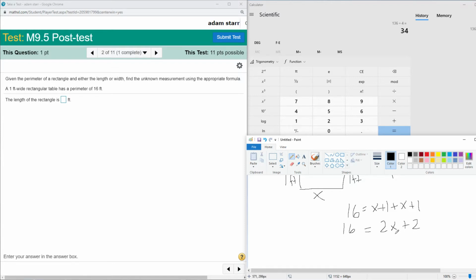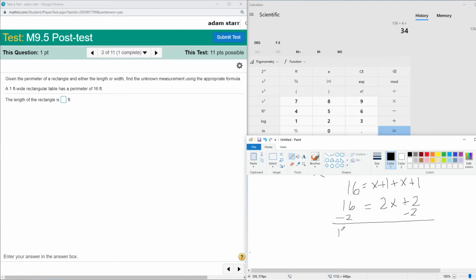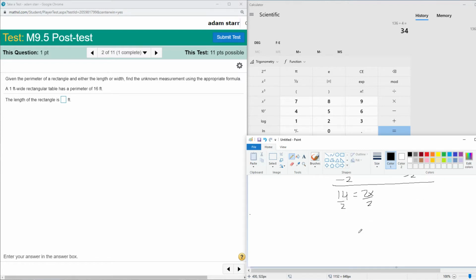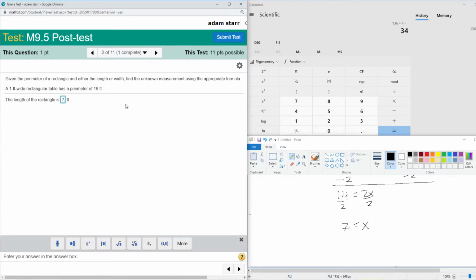And I want to solve this for x, which is my missing length. So to solve, I'm going to subtract 2 on both sides. 14 is equal to 2x. And then divide by 2. So I get 7 is equal to x, which is my missing length.